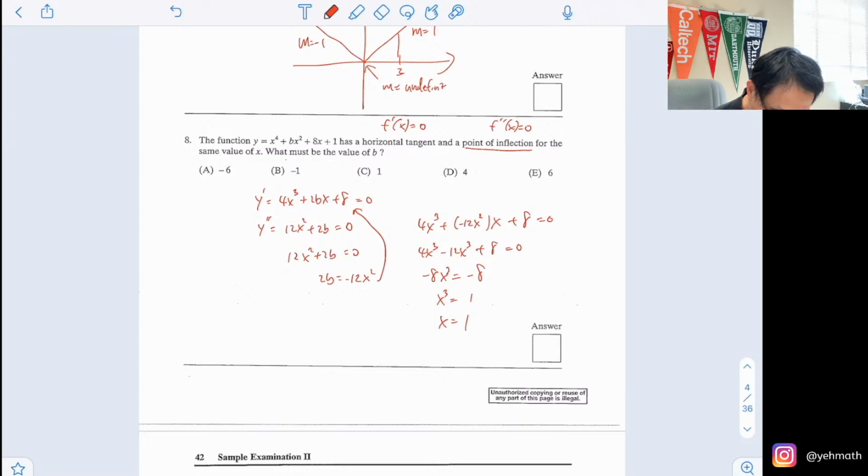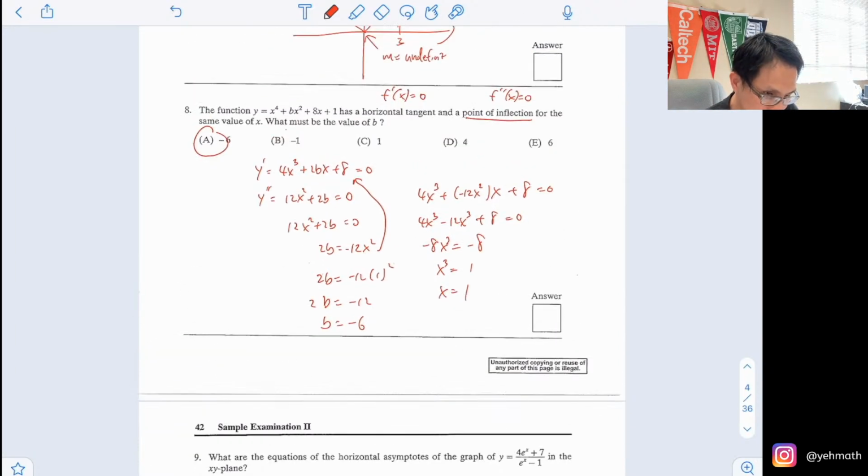Now, if x is equal to 1, so 2b equal to negative 12 times 1 squared. So 2b is equal to negative 12, and b is equal to negative 6. Is that right? Yeah, that's right. Yep.